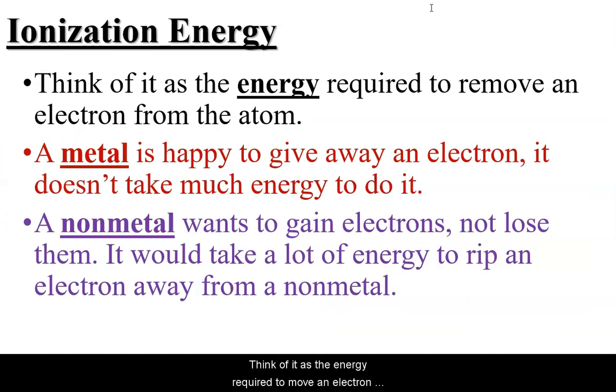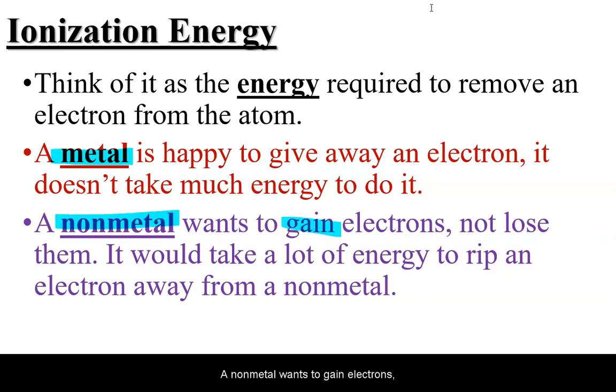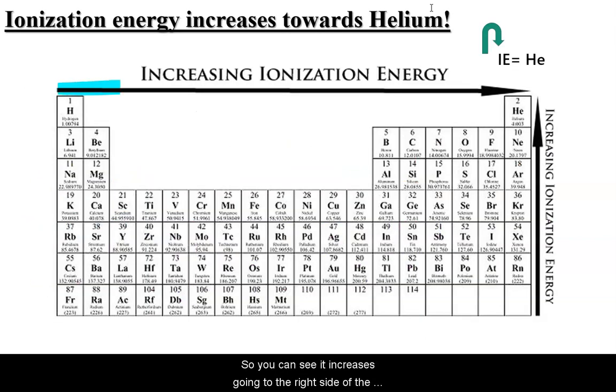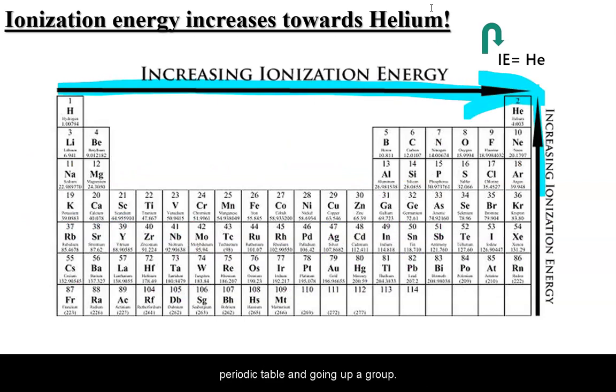Think of it as the energy required to remove an electron from the atom. A metal is happy to give away an electron. It doesn't take energy to do it. A nonmetal wants to gain electrons, not to lose them. So it would take a lot of energy to rip an electron away from a nonmetal. So you can see it increases going to the right side of the periodic table and going up a group.